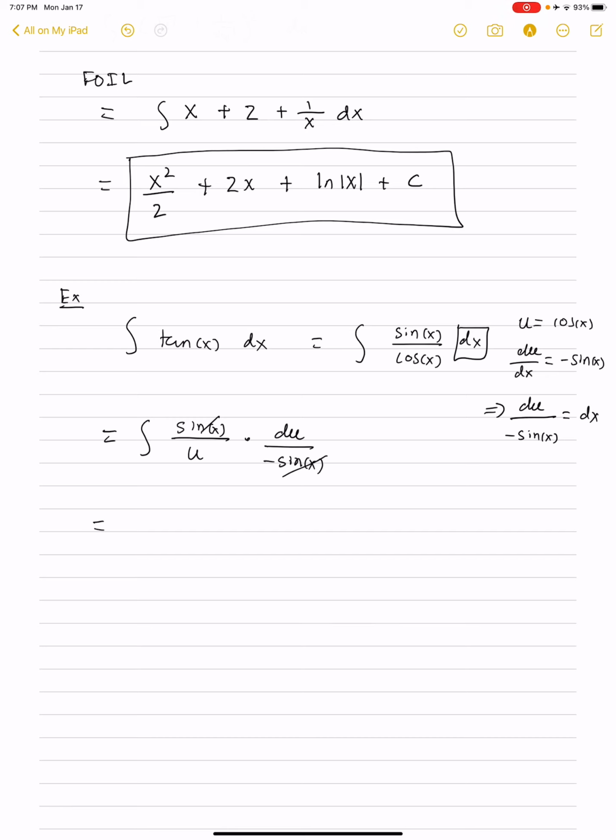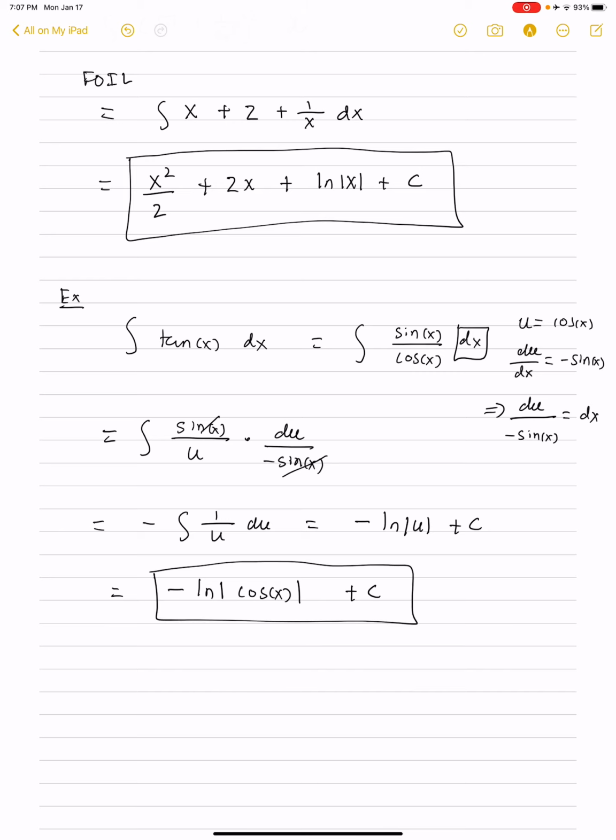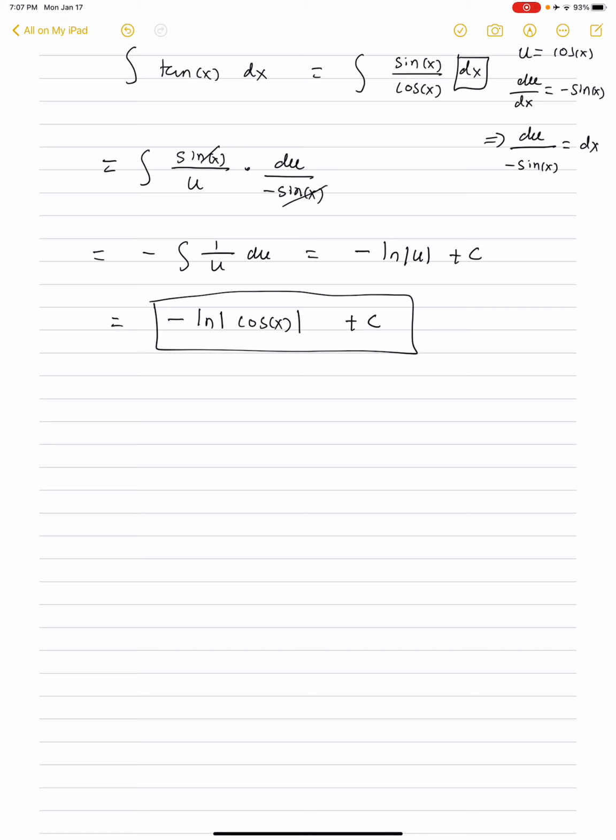So this becomes sine of x over u, because u is cosine of x. Instead of having dx, that gets replaced with du over minus sine of x. So we're left with integrating minus the integral of 1 over u du. That's negative ln of absolute value of u plus a constant. Then remember that u is cosine of x. So the antiderivative of tangent of x is minus ln of the absolute value of cosine of x plus a constant.